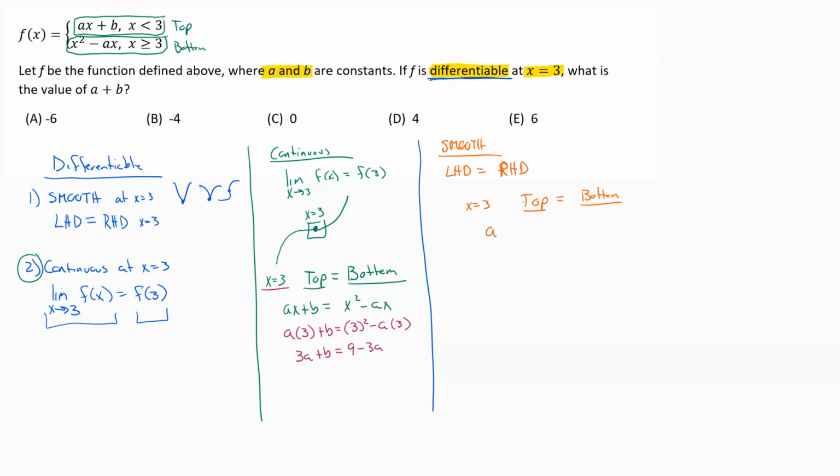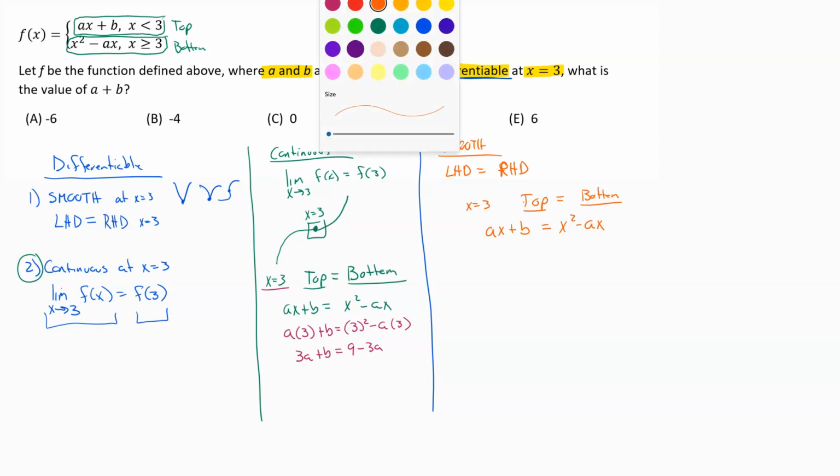So again, looking at the top equation, that would be ax plus b. Looking at the bottom equation, that would be x squared minus ax. I now need to find their derivatives.